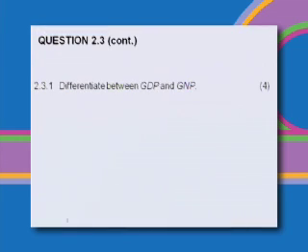Right, the first question says you need to differentiate between GDP and GNP. That's a very nice question where you do the comparison. Also, this is a contextual question. You need to know your work quite well in order to tell the differences between GDP and GNP.